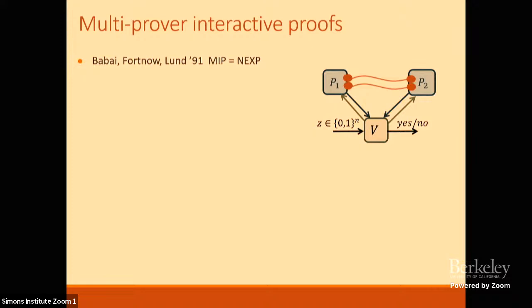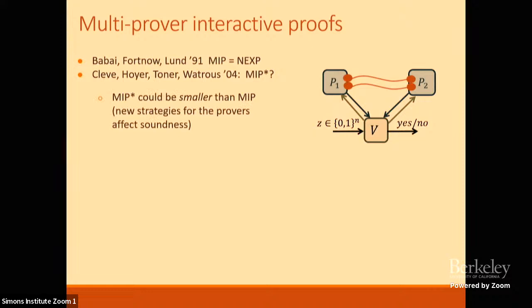That's a question that was raised 20 years ago by Cleve and collaborators. They coined the name for the class, MIP star. So star just refers to the fact that there's entanglement between the provers. And they asked, what's the expressive power of that class? And it's interesting to think through this because there's really two different phenomena that could be taking place.